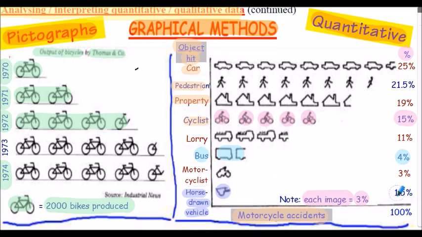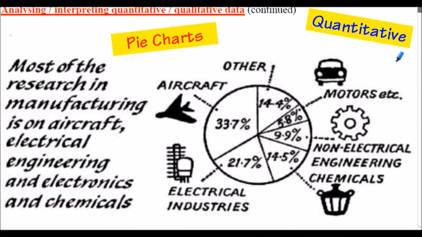So that would be half of 3%, so 1.5%. But essentially, pictographs, graphical methods for illustrating quantitative data collected. Quantitative data continued. Pie charts are often used to display quantitative data. This particular pie chart relates to research in manufacturing and shows the breakdown of manufacturing in various industries.